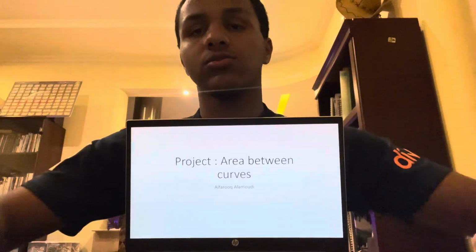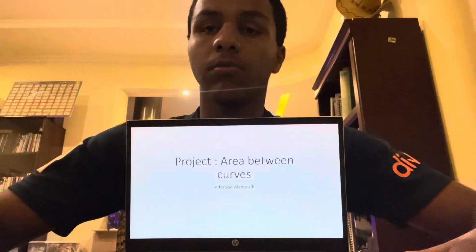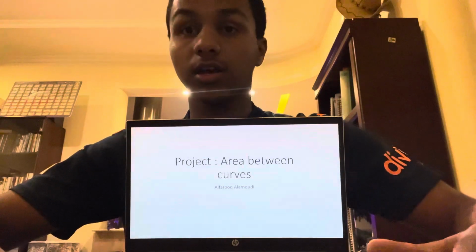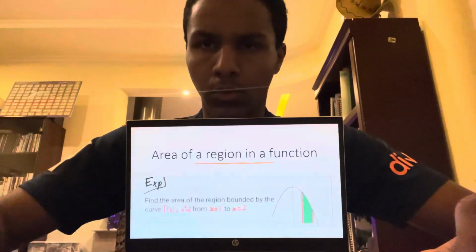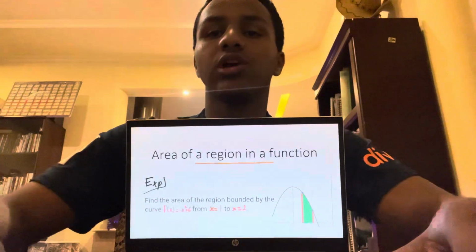I'm Farag al-Amoudi, a student at Al Schools, and I'm a part of the Honors Calculus class. Here is a project about the area between curves. Let's take the first example, an area to a region in a function.